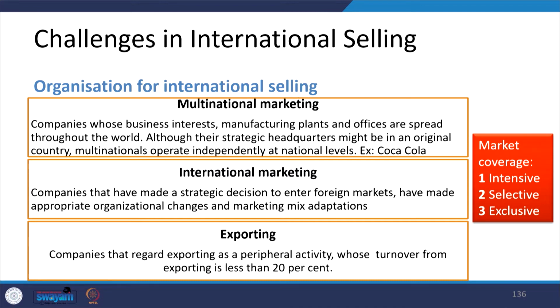And exclusive is where you own those particular channels. For example, Zara stores, which are exclusive stores. They establish their shop in the particular country, and then they will not sell Zara products through other channels, like selling them in variety or convenience stores or even other retail stores. So intensive, selective and exclusive are the three kinds of market coverage a company can opt for.